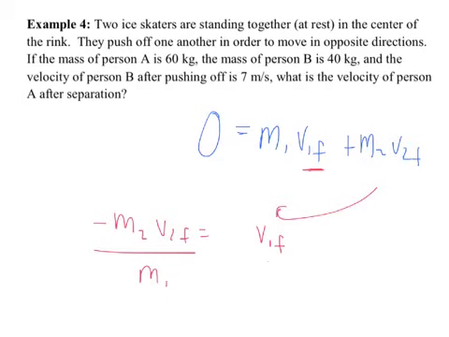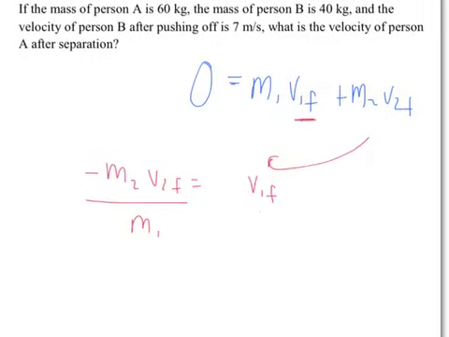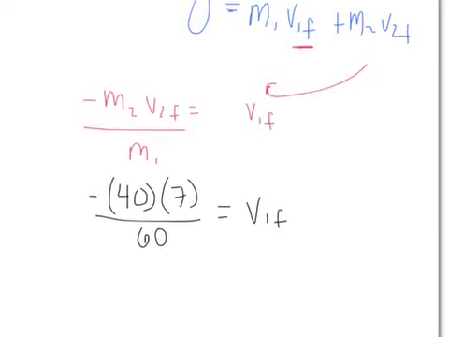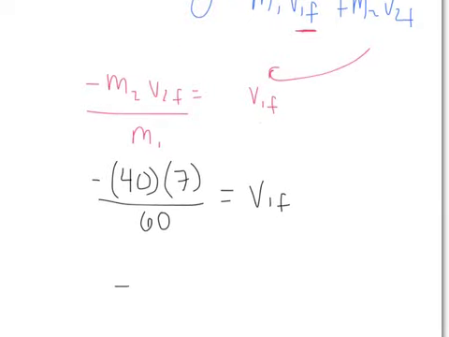Let's make sense of this real quick. If we take a look at what our numbers are and plug in here, we're going to have 40 in the numerator for the mass of the second object. We're going to have 7 meters per second for the velocity of the second object, all over 60, which is the mass of the first object, which equals v1f. This quantity turns out to be negative 4.7 meters per second.